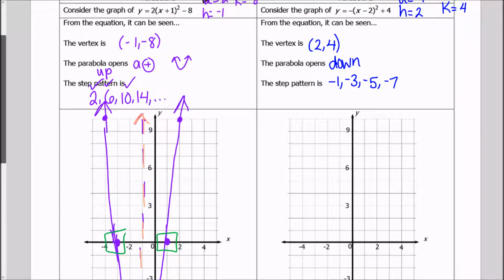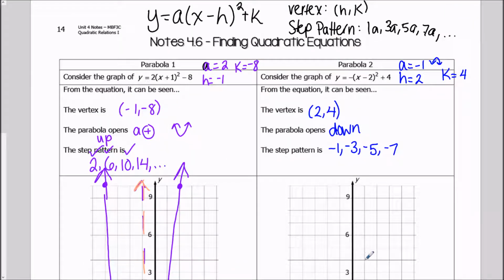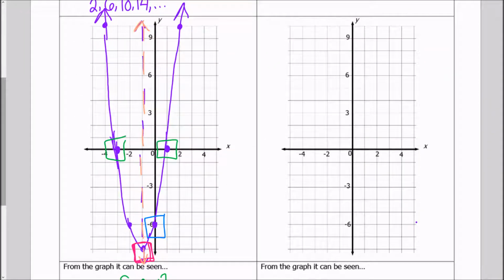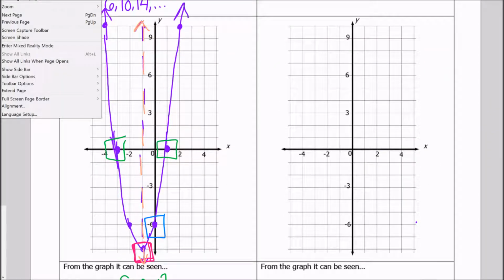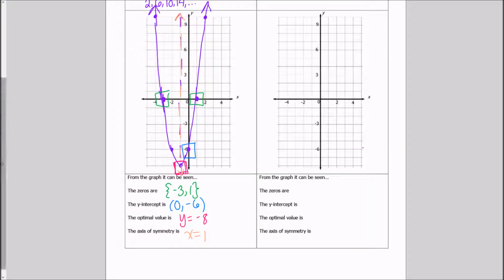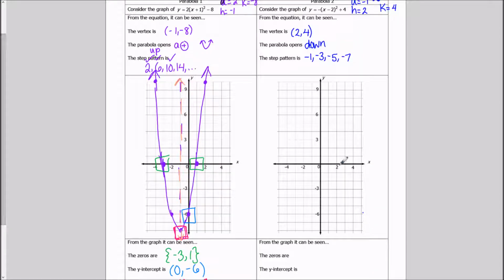So if the vertex is at (2, 4), I'm going to go to the right 2, and I'm going to go up 4. Let me zoom out on this so you can see everything that we need. So right here, our vertex is at (2, 4), and I'm going to put a coordinate there. And now let's draw in our axis of symmetry first of all.